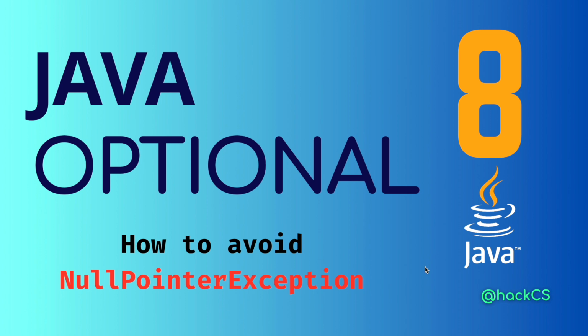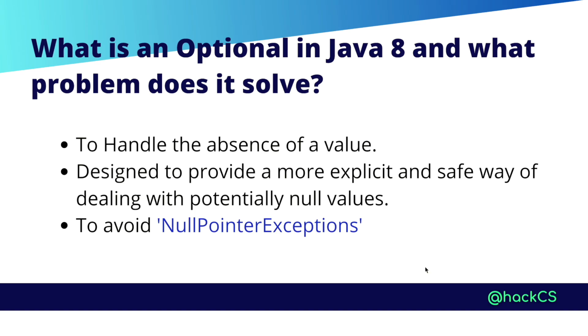Let us understand what is Optional. In Java 8, one of the features which was introduced is the Optional class. This feature helps us to avoid null pointer exception. What is an Optional in Java 8 and what problem does it solve?